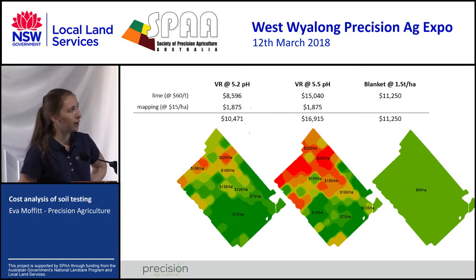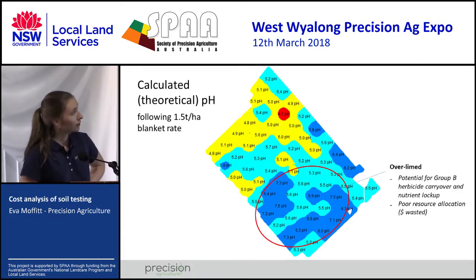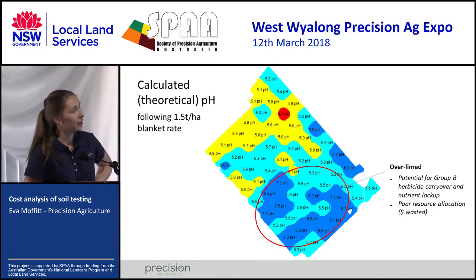So considering we've done that blanket application, let's have a look at what we would get theoretically if we made that application. If we put 1.5 tonnes over that whole paddock, what we've done is essentially limed areas that didn't need it and underlimed in other areas. In the overlimed areas, we have potential for some Group B herbicide carryover and also nutrient lockup in alkaline soils, and also just poor resource allocation, so it's just money wasted because we didn't need to put it there.